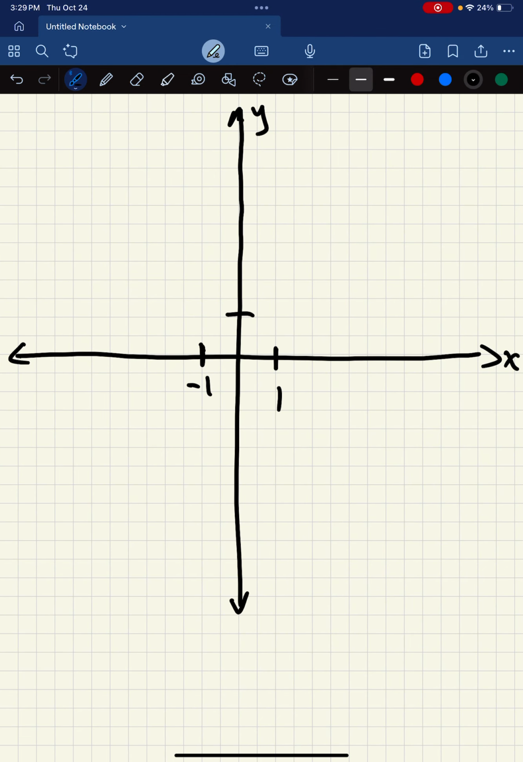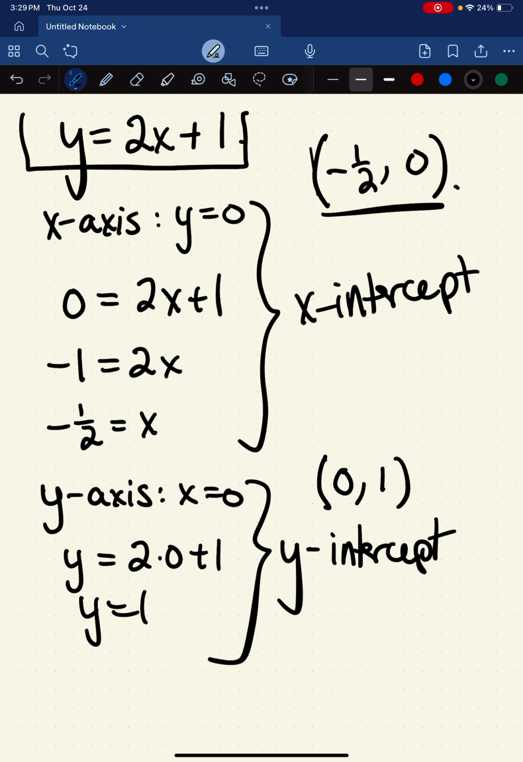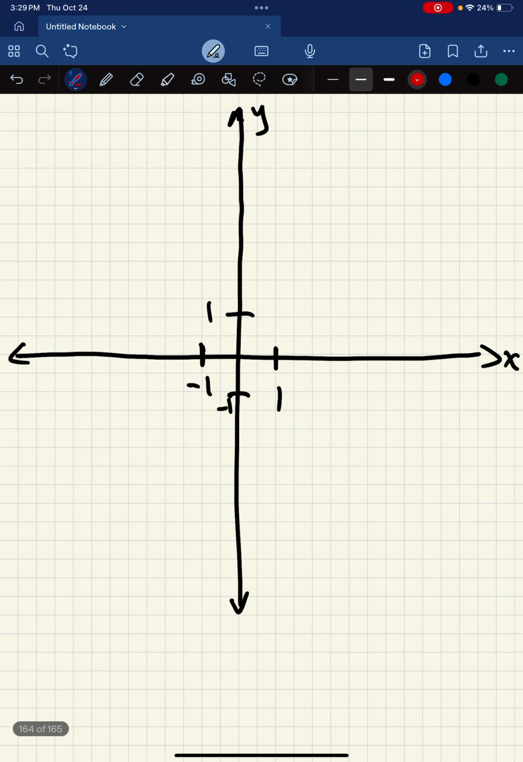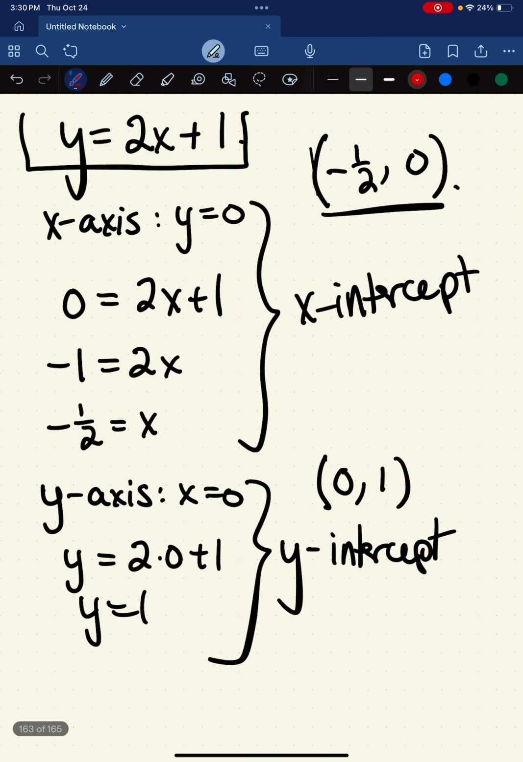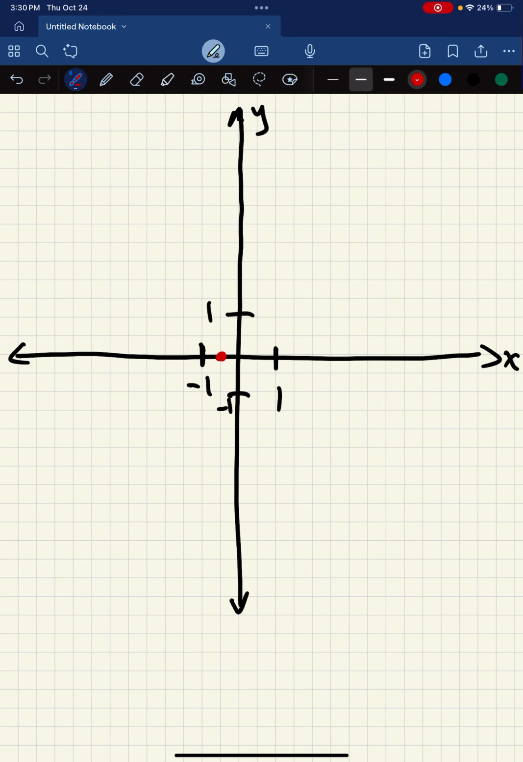We're going to call this point negative 1. We're going to call this 1. So this is going to be 1, and this is going to be negative 1. Okay, so we have the point negative 1/2, 0, which is going to be right here. Negative 1/2 is the x, 0 is the y.